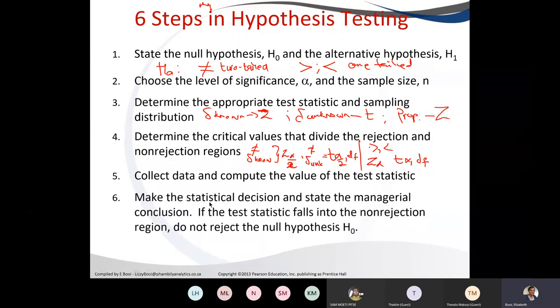Once we have calculated the test statistic, then we can make a decision. Making a decision for a two-tailed test means you will have two regions of rejection. On this side, your Z alpha divided by 2 on the negative, or your Z alpha divided by 2 on the positive. Or even if it's T, it will be T alpha divided by 2 on the negative and T alpha divided by 2 on the positive.